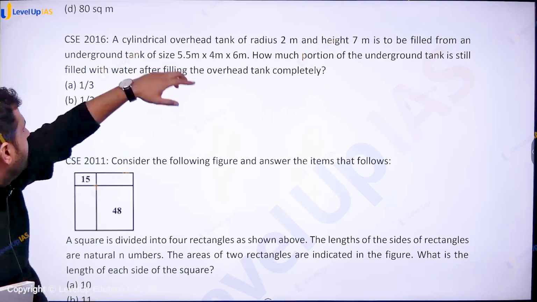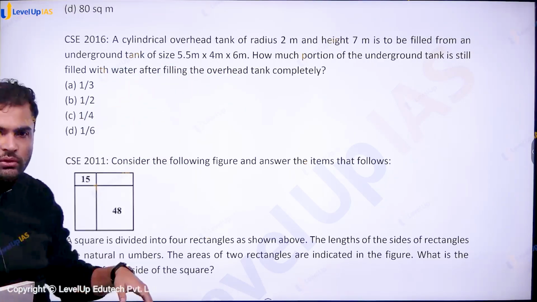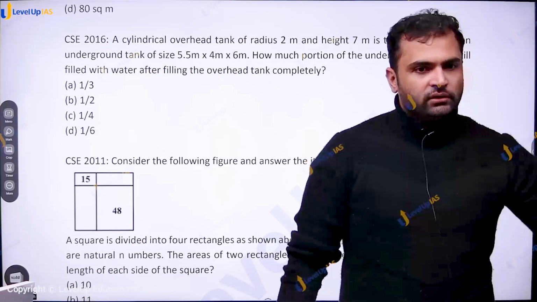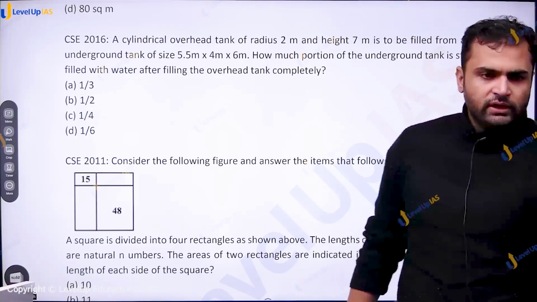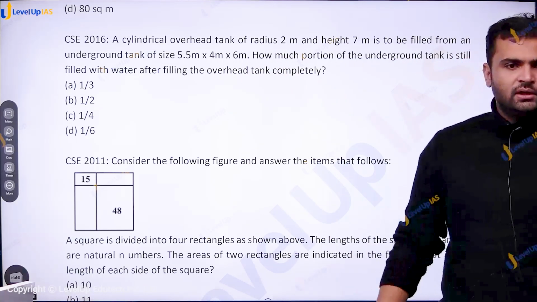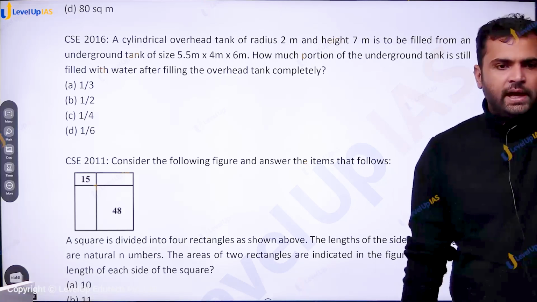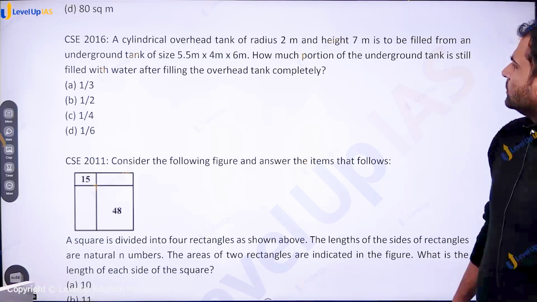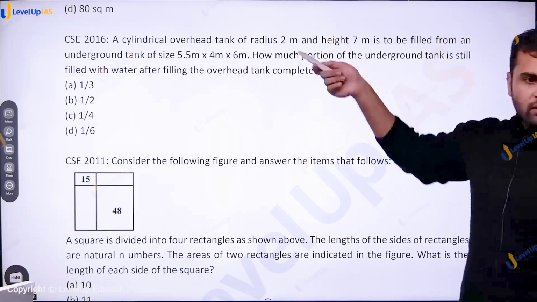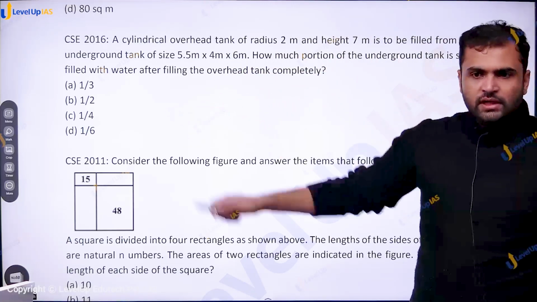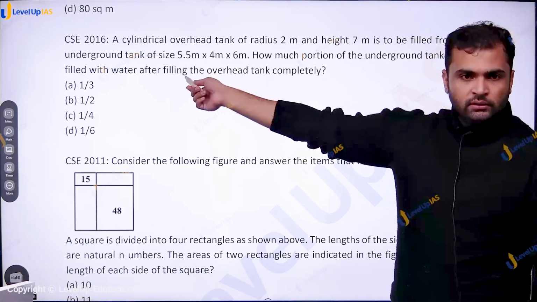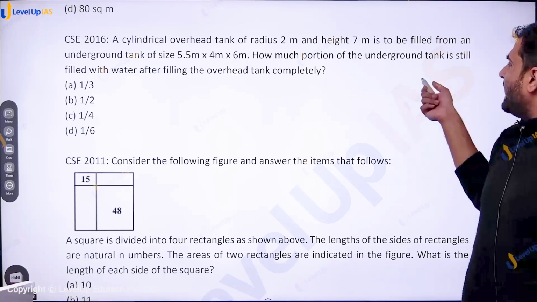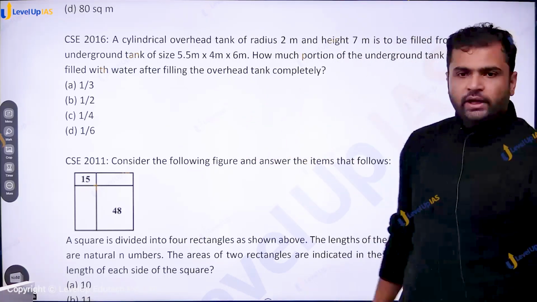And we want to fill it from an underground tank of this size. So we have a tank at the bottom where maybe municipality tap is there and where water gets filled, and that tank has size of this, and at our convenience we will fill overhead tank using underground tank using motor. The question is, if this is the tank and this is one tank, this is two tank, the sizes are given. This is of course cuboidal. This is room like tank. How much portion of the underground tank is still filled with water after filling the overhead tank completely?